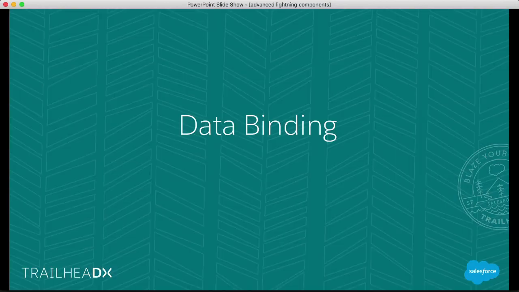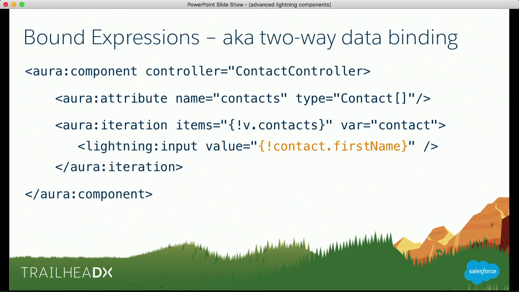Okay, so let's move on to the second topic here, that is data binding. Now, data binding, I'm going to assume that you are all familiar with this syntax, right? Curly, exclamation mark, and then a value. And it's basically a placeholder. And we are going to inject the value that you requested there. So in this case, the first name of the contact, curly, exclamation mark.